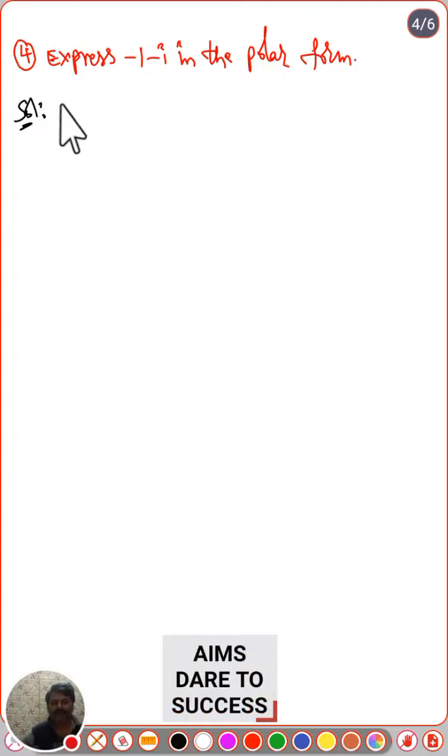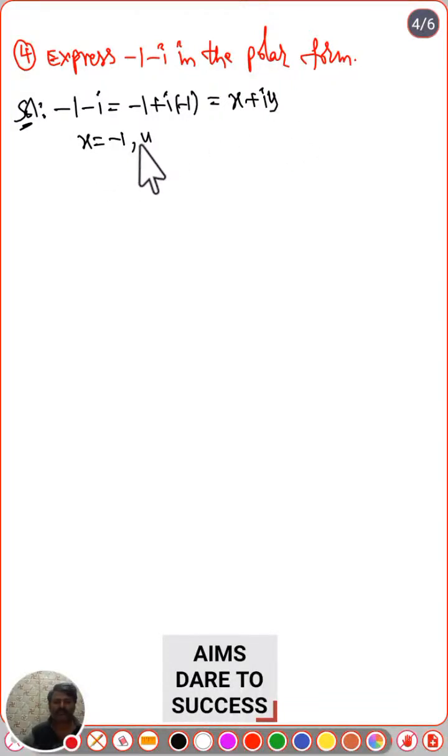First given value is minus 1 minus i. So this can be written as minus 1 plus i into minus 1. This is in the form of x plus iy. Here x is equal to minus 1 as well as y is equal to minus 1. For this, modulus amplitude form, you can apply.